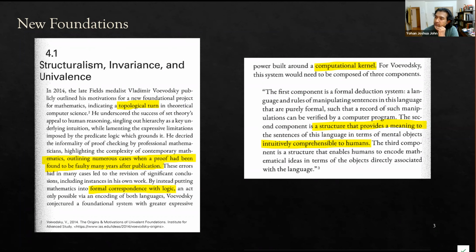So the third component is a structure that enables humans to encode mathematical ideas in terms of the objects directly associated with the language. So part of this chapter is about this notion of encoding, which I don't fully understand, but I think the purpose of the book is to create a sort of suggestive picture for people who don't work in these fields.